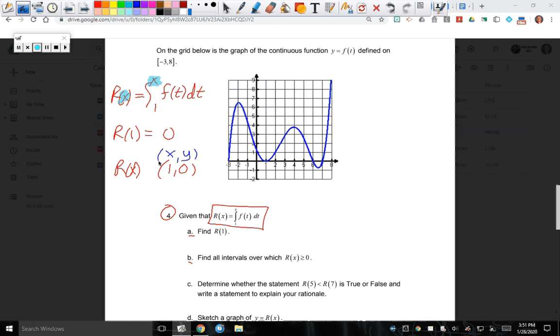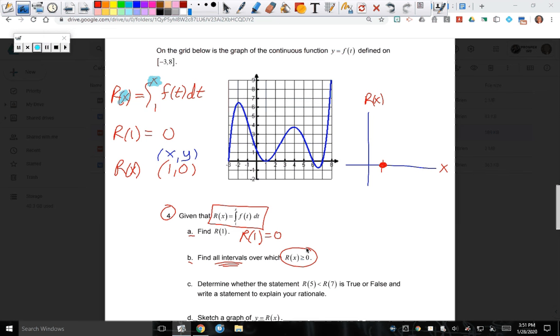Okay, so I could draw over here to the right. This is r of x, and at 1, the y value is 0. Okay? Good? All right, so now let's look at r of 1, that was the easy part. Now let's find all the intervals when r of x is positive or equal to 0.